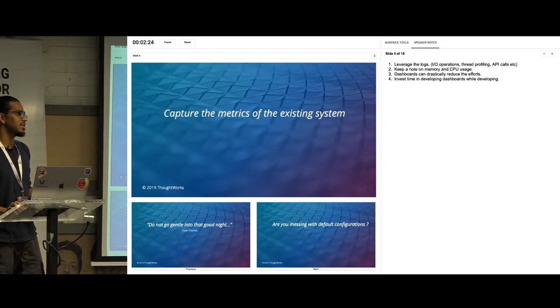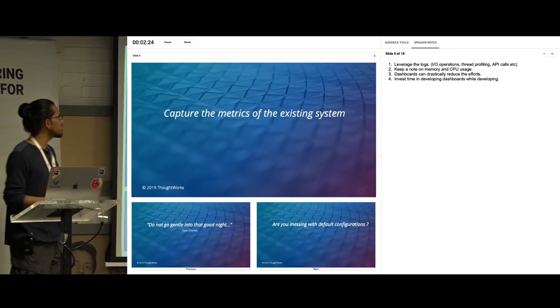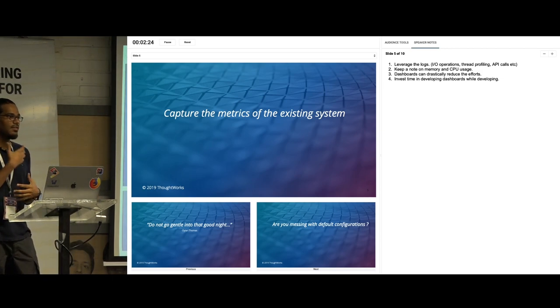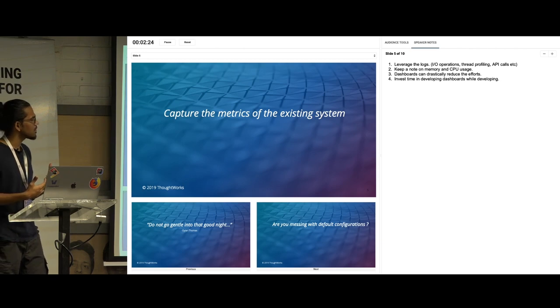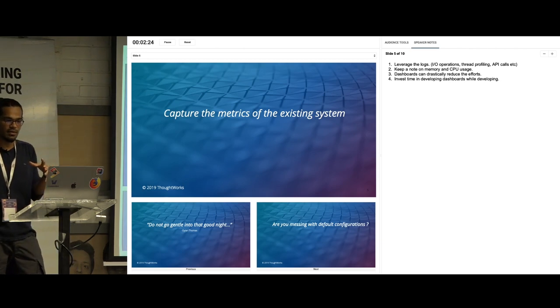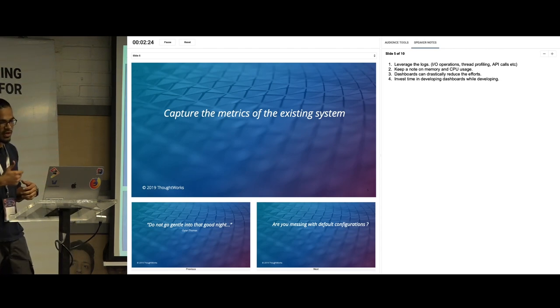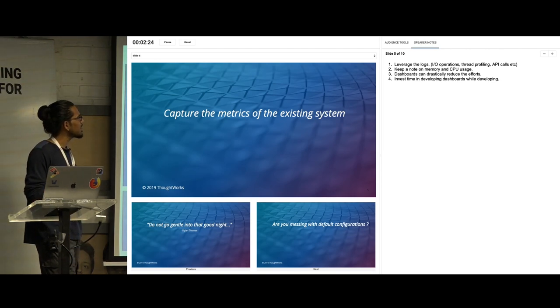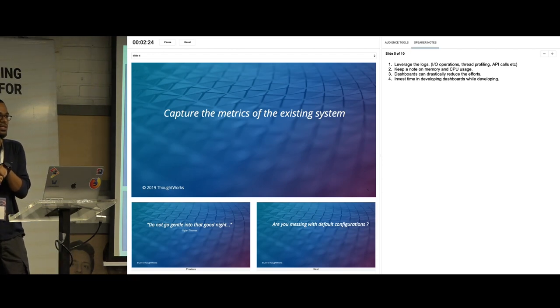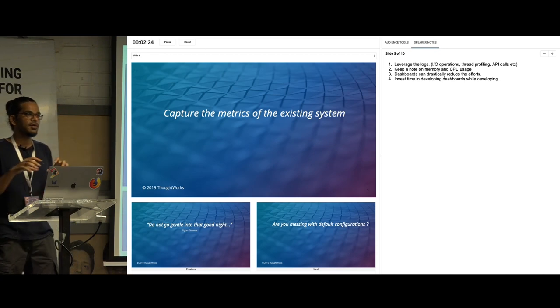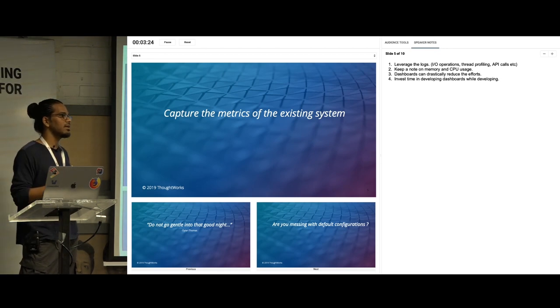So capture the metrics of the existing system first. Leverage all the dashboards and the logs that you have written in your code. Leverage these logs to get the IO operations, thread pooling, or API calls that are happening across all your systems. And keep a note on memory usage and CPU usage of each instance. You can use JVM profilers, etc., to get the profiles of these. And dashboards, we just had a talk about dashboards. Dashboards drastically bring down your debug time. So I would say invest time in dashboards while developing. Once the MVP of your system is built, the immediate task for you should be developing these dashboards.